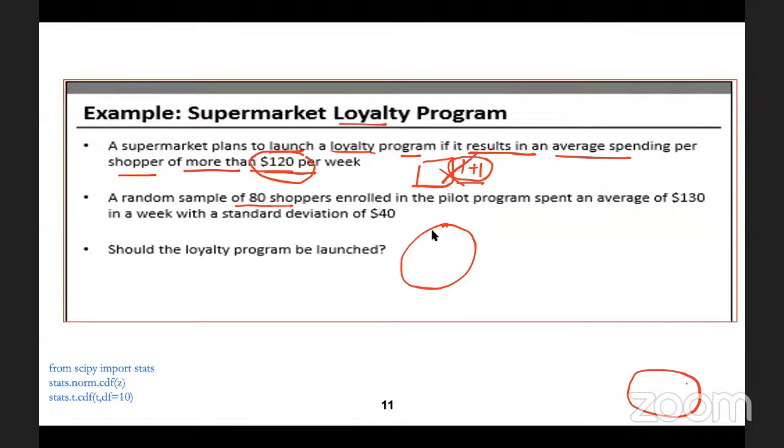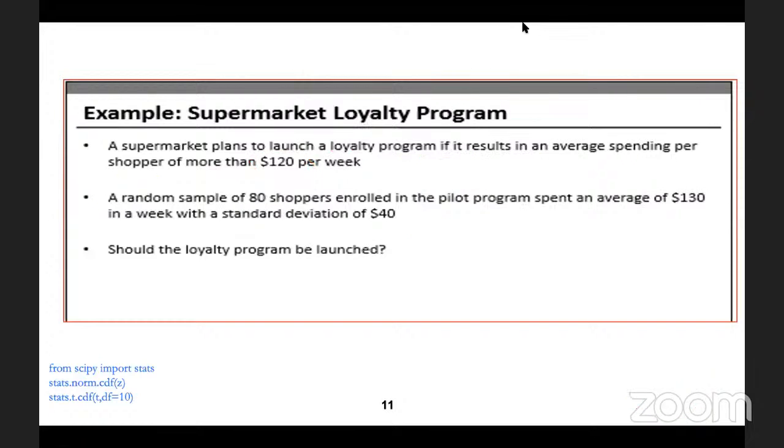Let us apply all these steps that we have discussed. Let us write down all the data that has been given to us. So n is 80. The sample mean is $130. The sample standard deviation, that is small s, is $40. Then this $120 would be considered as the population value, because if the population results in more than $120, then I can go for this loyalty program.